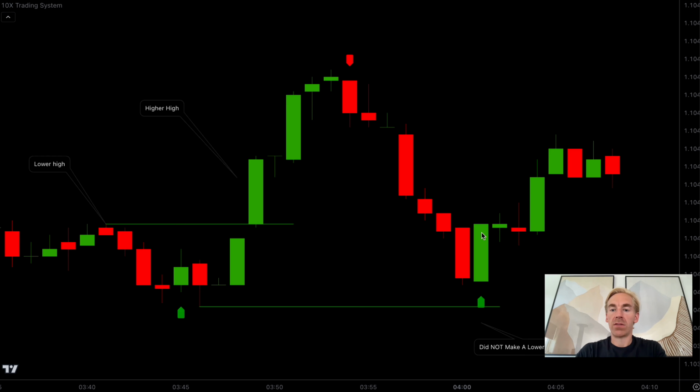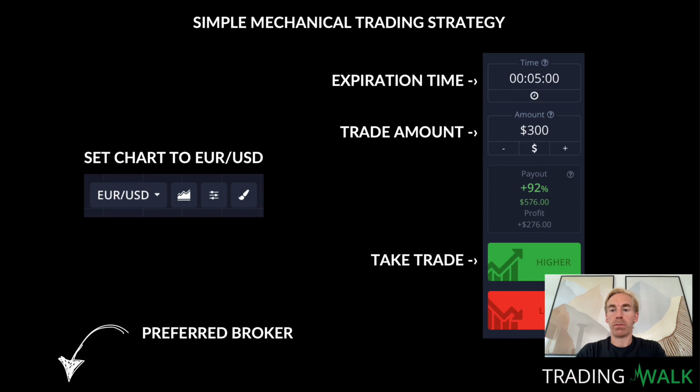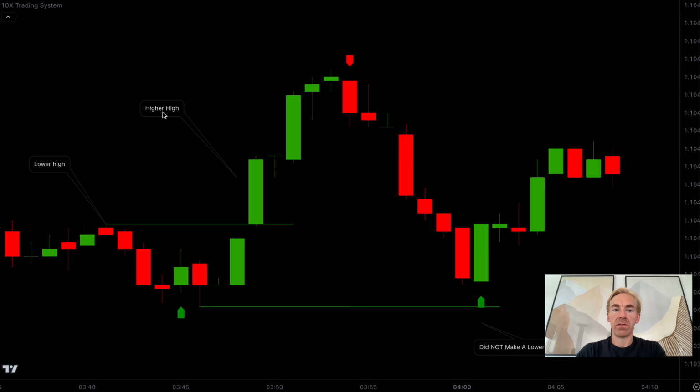So as soon as you see this candle close, you move in to your binary broker. And here, of course, you want to set your chart to the same chart you use on TradingView for finding the signals and using the analysis, and you set your expiration time to 5 minutes, your trade amount based on your risk management, and you take the trade higher because it's a buy signal. Really, really simple. So break higher, making a higher high, waiting for the pullback, and we don't want this low to be broken, so we're expecting a higher low.